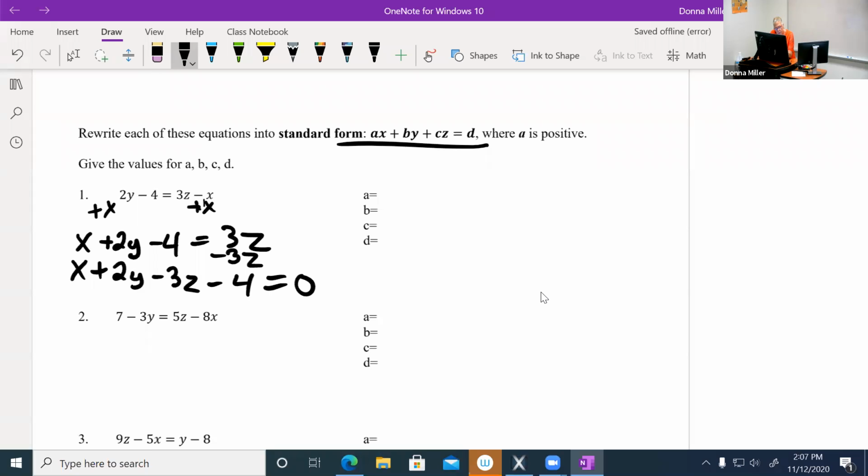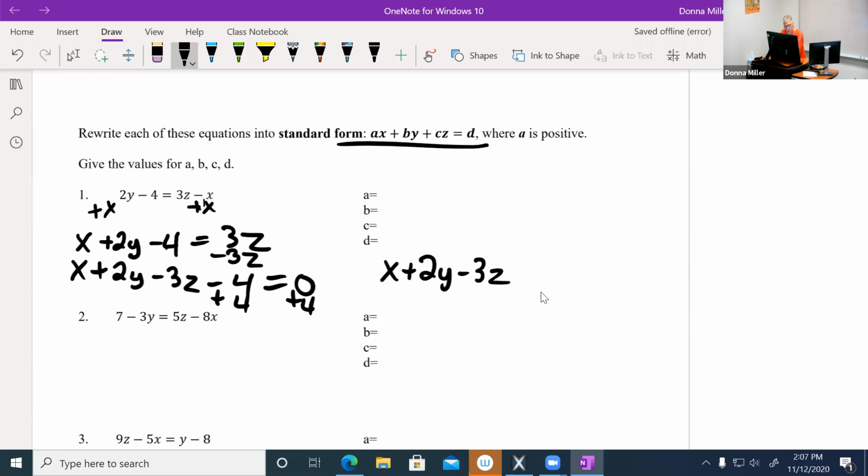Now, the only thing I've got to do is get rid of the -4. So I'm going to move that to the right. So I'm going to add 4. All right, so my total net equation is x + 2y - 3z = 4.